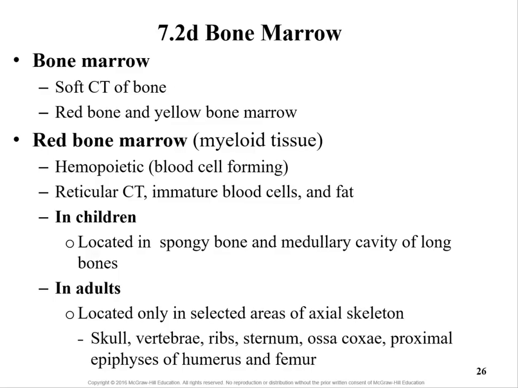In children, red bone marrow is going to be located in the spongy bone in the medullary cavity of their long bones. In adults, it's going to be limited to a few select areas, primarily flat bones, so like the skull and the ribs and the sternum, but also vertebrae and your hip bones as well, the ossa coxae.